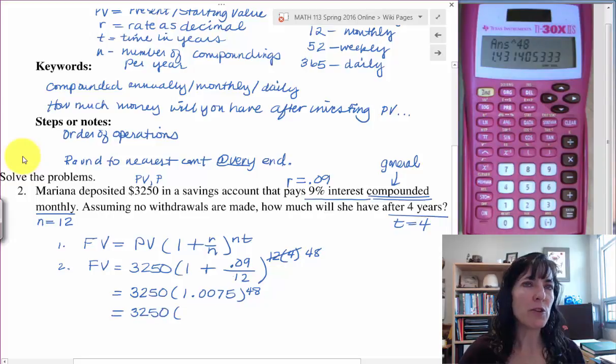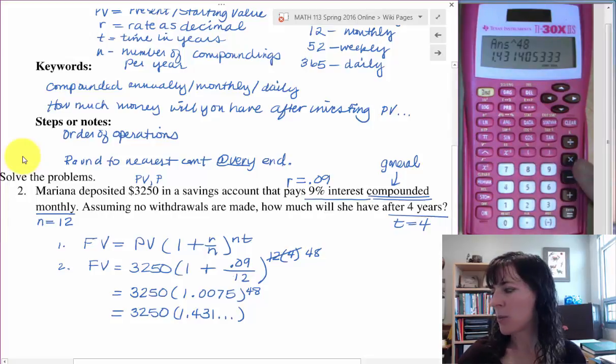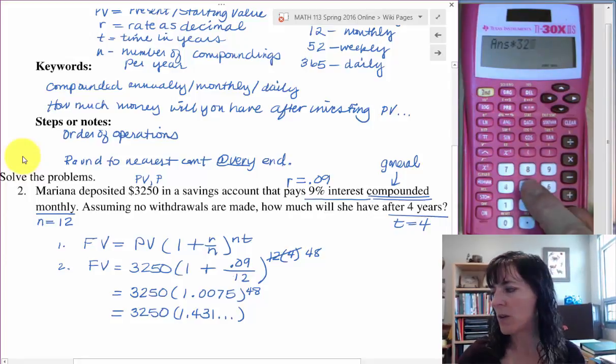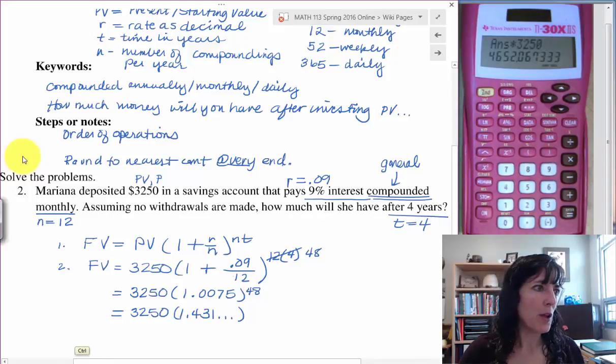So I have 3,250, 1.431, and so on. That means I know there are more decimals sitting on my calculator, and I'm going to keep using them. I'm not rounding. I don't want to round until the very last step. Take that 1.431, etc., and multiply it by my principal, which was 3250. Enter, and this is step 3.